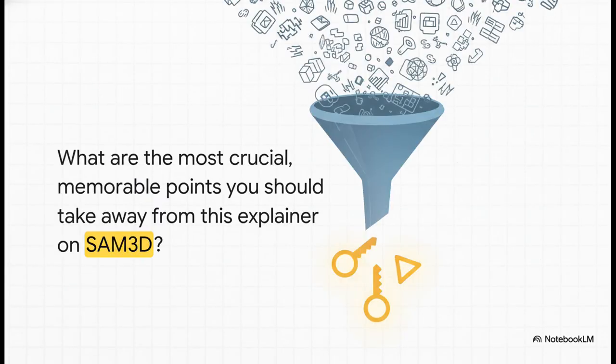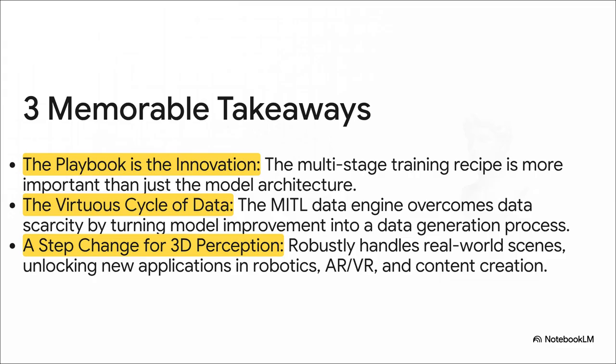Phew. Okay, we've covered a ton of ground, so let's boil it all down. If you're going to remember just a few things from this deep dive on SAM3, what should they be? First, the training playbook is the real hero here. The way they train the model is the core innovation. Second, that model-in-the-loop data engine is a game changer. It creates a virtuous cycle that basically solves the data problem by making the model part of the solution. And third, what this all adds up to is a massive leap forward for 3D perception, one that could unlock all kinds of new applications in robotics, AR, VR, and a whole lot more.